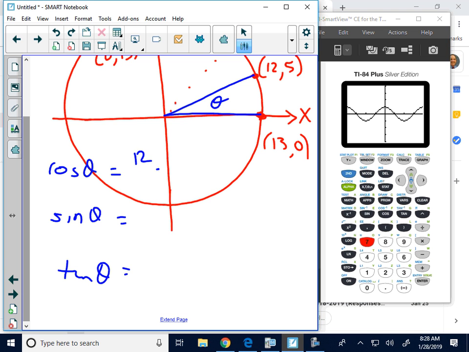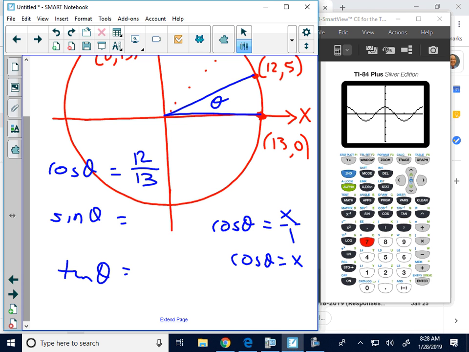12 over 13. Remember, it was x divided by r. Definition of the cosine was the x-coordinate divided by the radius. If we're on the unit circle, the radius is 1. So you could just say x divided by 1, or simply cosine of theta is x. But that implies unit circle, right? This is obviously not a unit circle. This is a circle of radius 13.